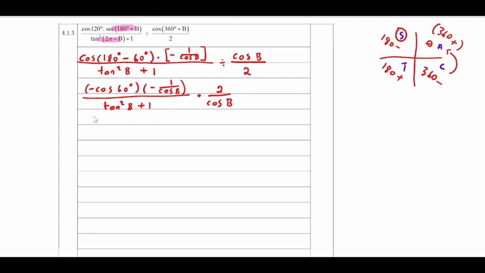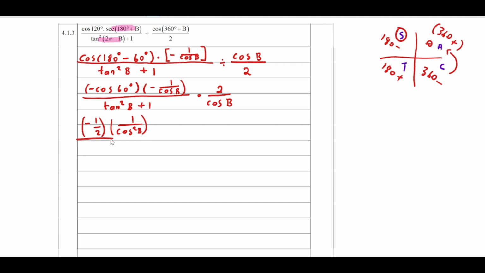Okay, and then what is the cosine of 60 degrees? This whole thing here is going to give me negative 1 over 2. So I'm just going to have negative half. And then what I'm going to have here, just leave it as it is: 1 divided by cos squared of b.